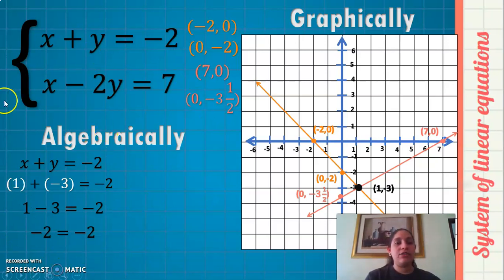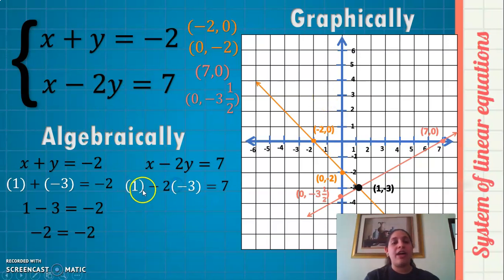But I need to do just the same with the second equation because I need to see that in both equations I have the correct answer. So I'm going to work with my second equation. x minus 2y equals 7. Again, I'm going to substitute my values and I'm going to have 1 minus 2 times negative 3 equals 7.